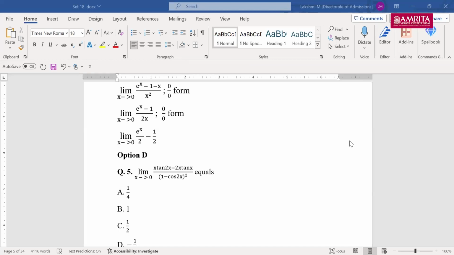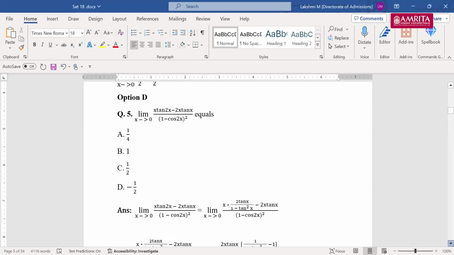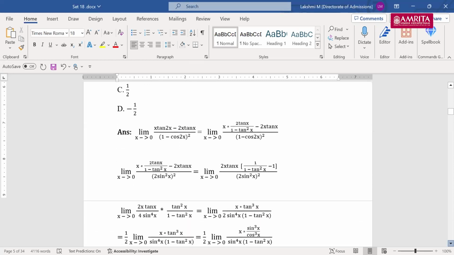Anish and Dharanish, if there is anything that you want to convey, please do type that in the chat box. Okay, we'll just start solving it. This is also a very easy question.